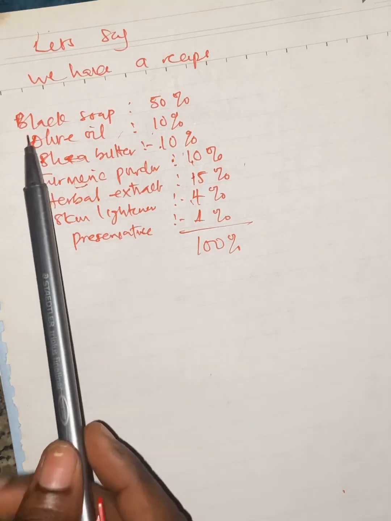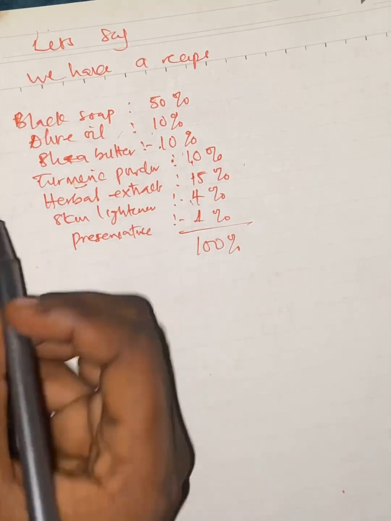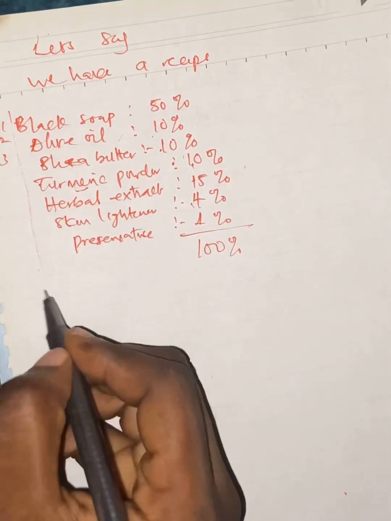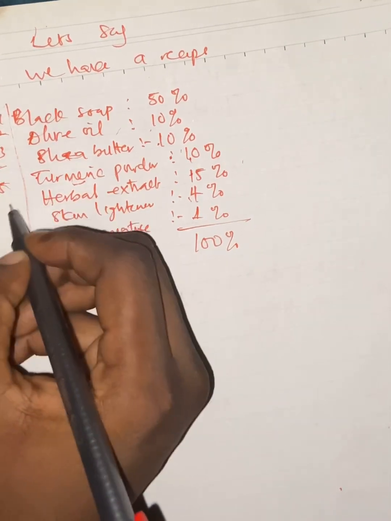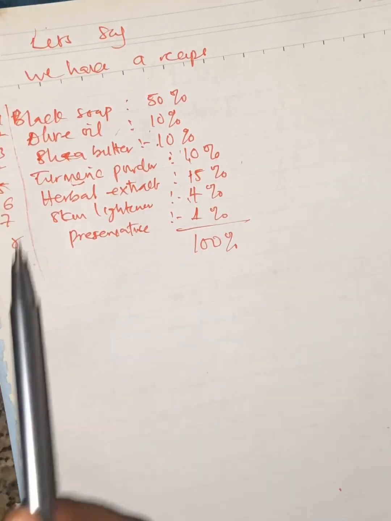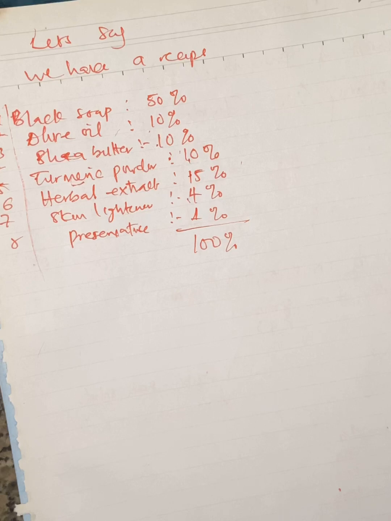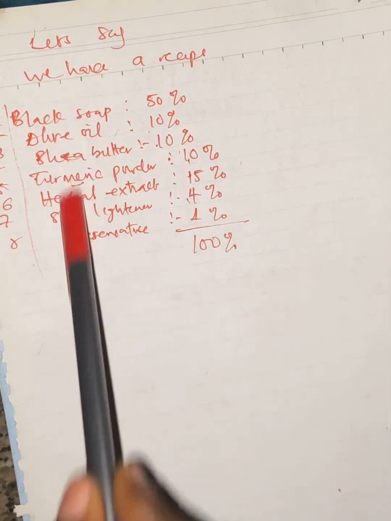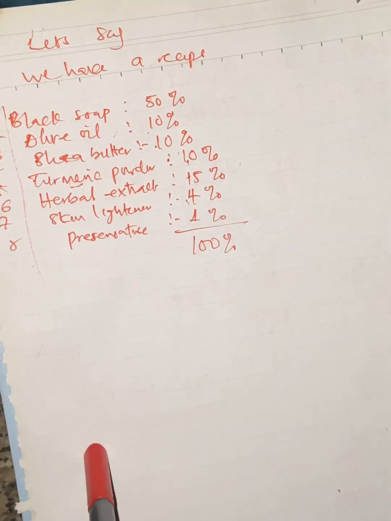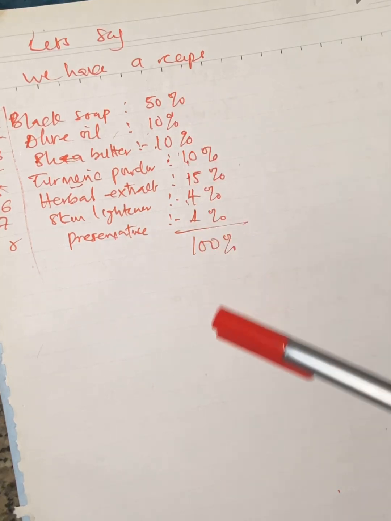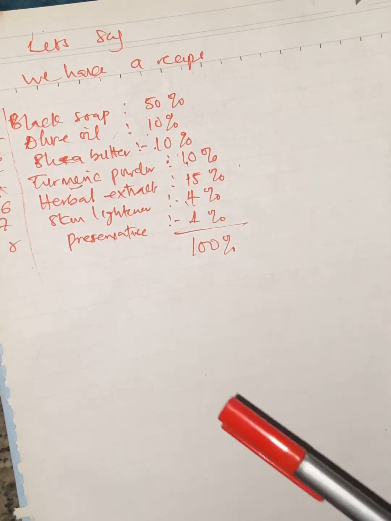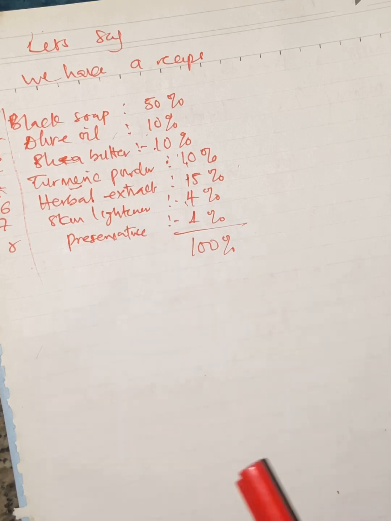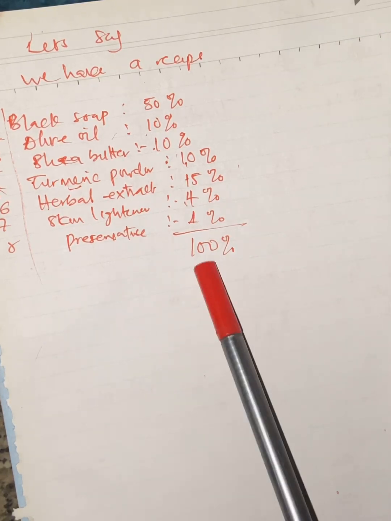Even if your recipe, let's say this one now, we have 1, 2, 3, 4, 5, 6, 7, 8. So these are 8 ingredients that we have in this recipe. Even if you have 10, 15 ingredients in your recipe, your percentage must not be above or below 100%.